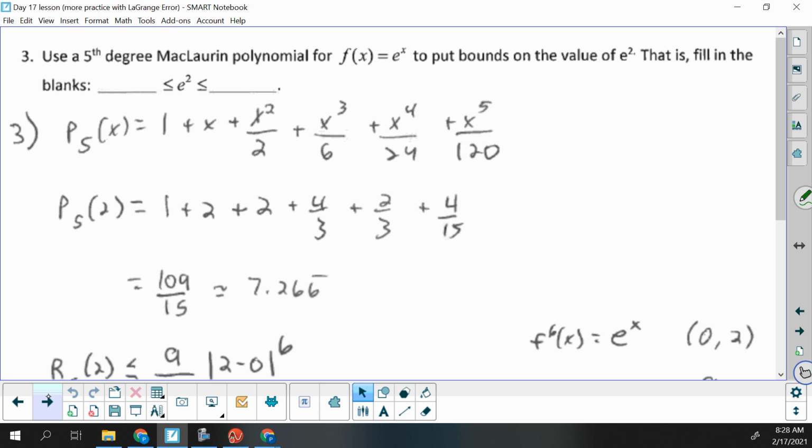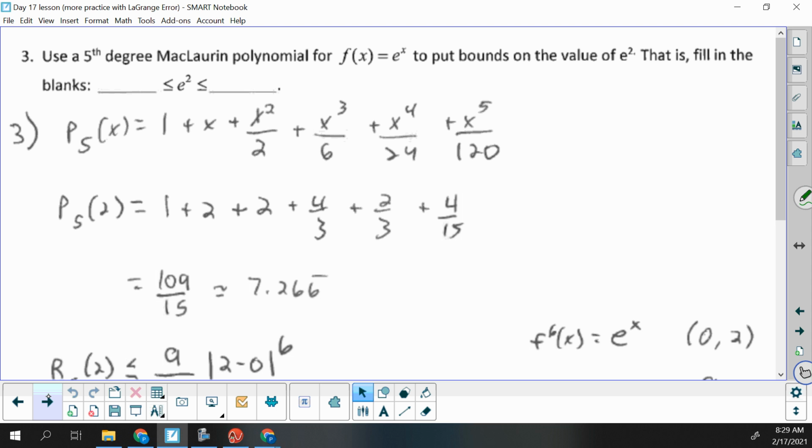In 3, we got our 5th degree for e. We just worked with e a second ago. We want to do e squared, so sub in 2 for everything, and we get 109 over 15. We need that because if we're going to put bounds on it, we want to do our approximate, and then we'll do plus or minus whatever our error is.